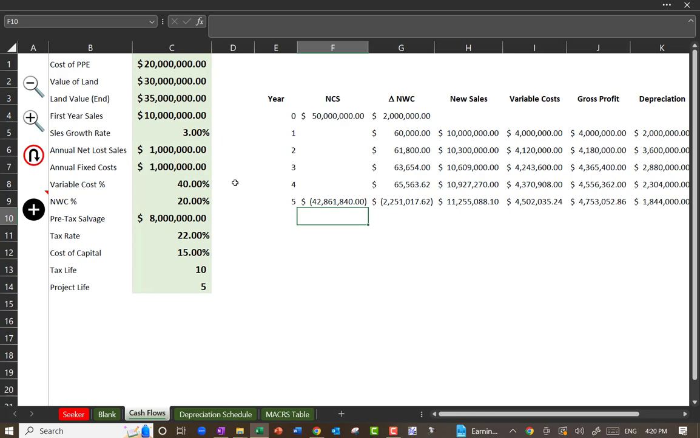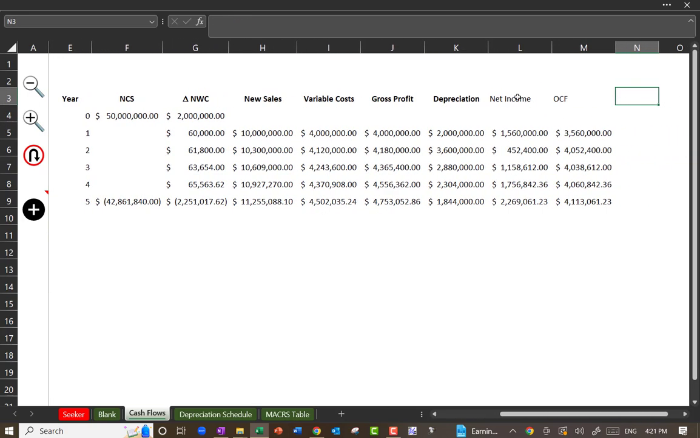So I spent $50 million now. I'm gonna get back 42.8 5 years from now. Same thing with net working capital. I spent 2 now, then I'm gonna spend around 60 for 4 more years. But at the end, I'm gonna return 2.25 back to the firm.